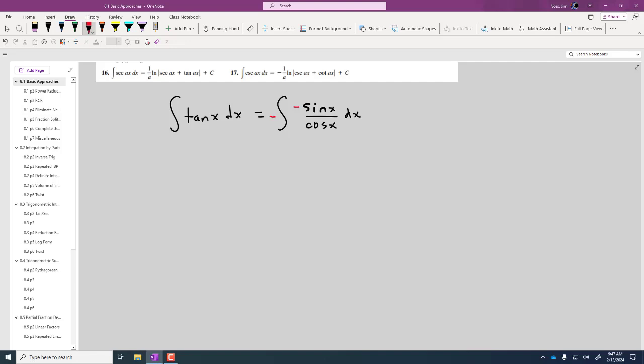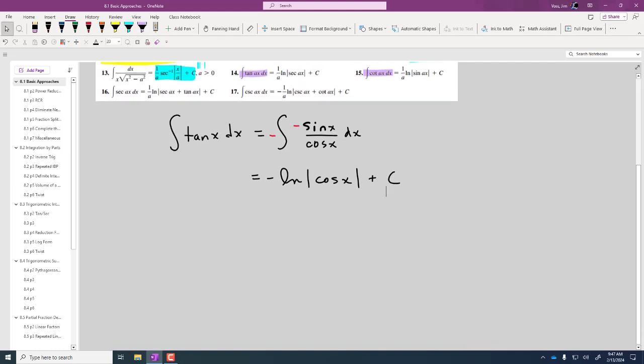You can always multiply by 1. Negative 1 times negative 1 is 1. Now it's in log form because the denominator's derivative is the numerator. So then our answer is the natural log absolute value of the denominator. So we have that.